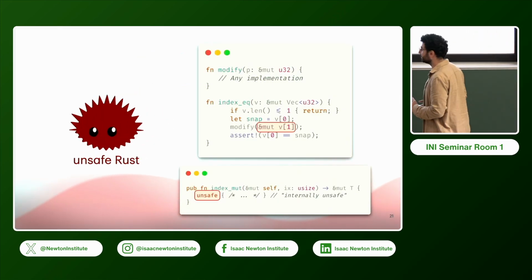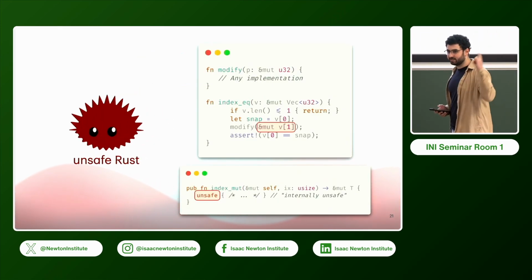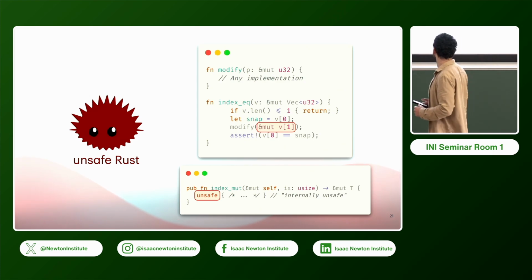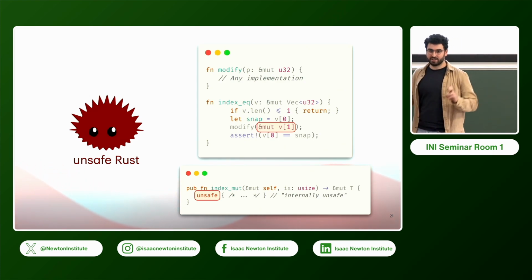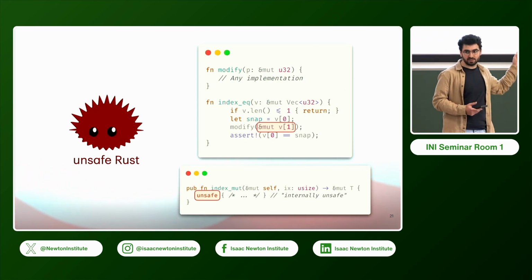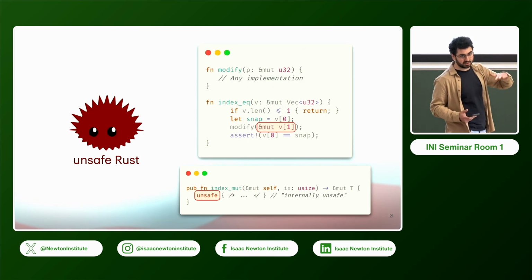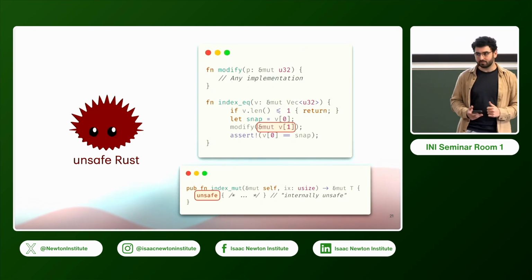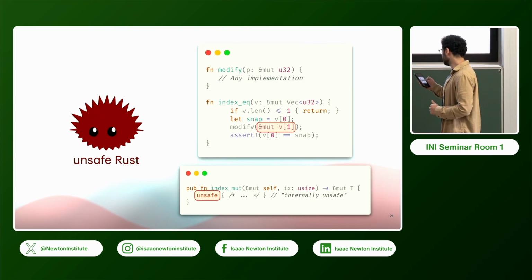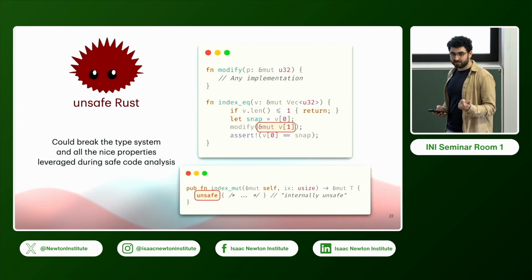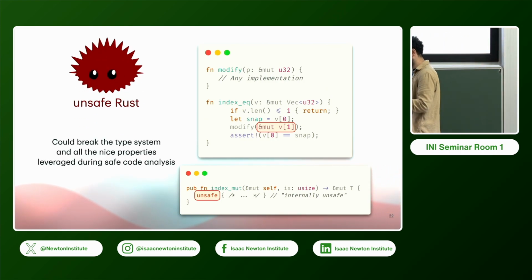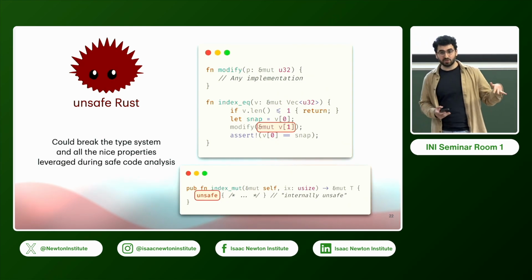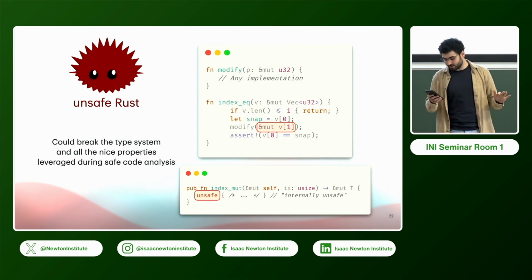So in the code I showed earlier, there was a hidden lie, which was that this indexing here is actually internally unsafe. So you have a safe signature for that, and internally, it's implemented using unsafe code that can do crazy stuff and is not really checked by the borrow checker. And that could break the type system, meaning that all the nice properties that were leveraged by Creusot to verify its code could just go away.